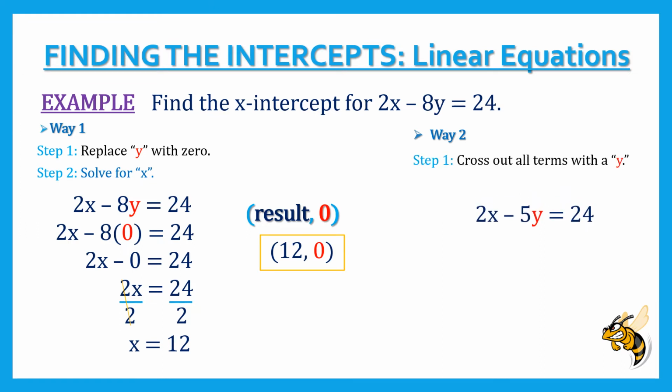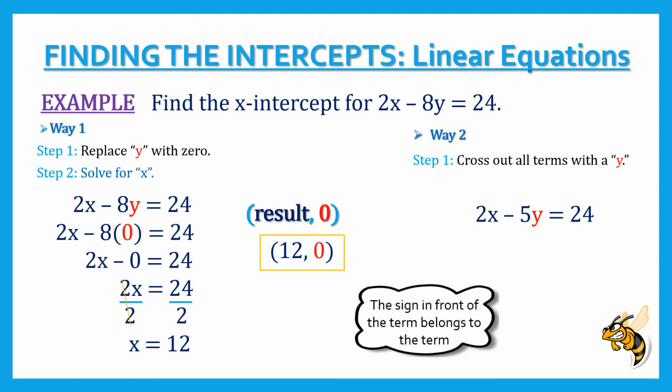Way 2. We want to cross out all terms with a y. And this is a negative 5y, so we can cross it out. But we also have to remember that the sign in front of the term belongs to it. So this negative sign, or the minus sign, which is the same thing, belongs to the 5. So you cross it out.